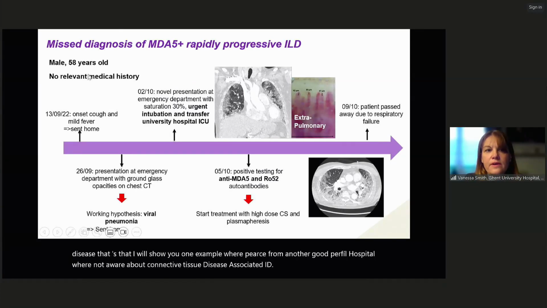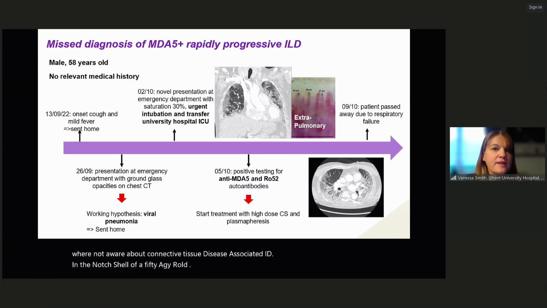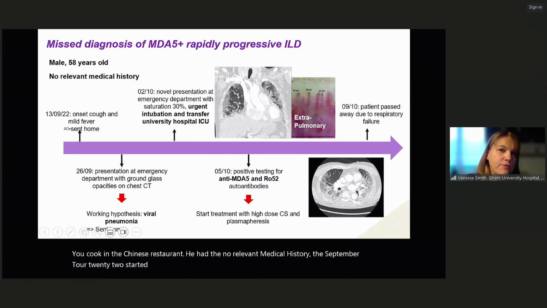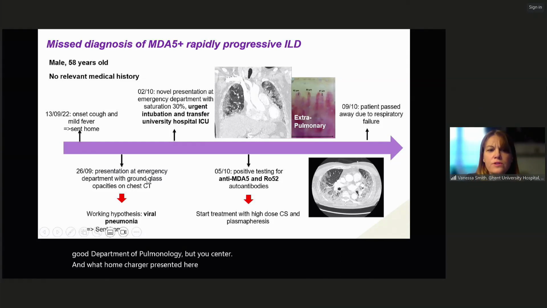This is a story in a nutshell of a 58-year-old cook. He cooked in a Chinese restaurant. He had no relevant medical history. But in September 2022, he started coughing and had a mild fever. He went to a peripheral hospital with a very good department of pulmonology, but he was sent home. About 2 weeks later, he presented at the same peripheral hospital at the emergency department with shortness of breath. A chest CT was taken and a working hypothesis of a viral pneumonia was made, and he was sent home again.